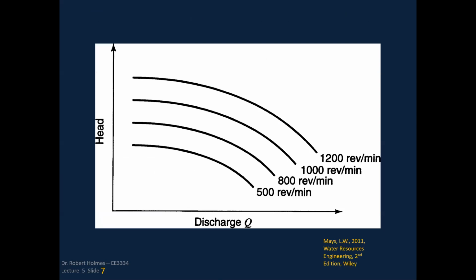This is just an illustration, showing if I had the same pump but it was variable speed, what it would look like. So here's operating at 500 revolutions per minute all the way up to 1,200 revolutions per minute. This is not multiple pumps here like you've had on the previous curve. This is just one pump that has a variable speed operational capability.